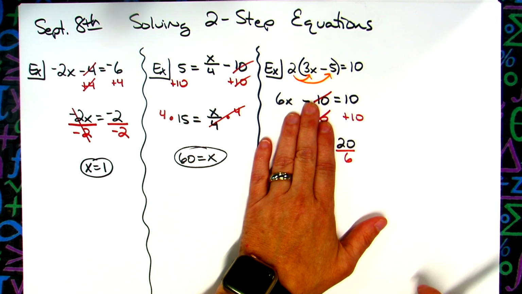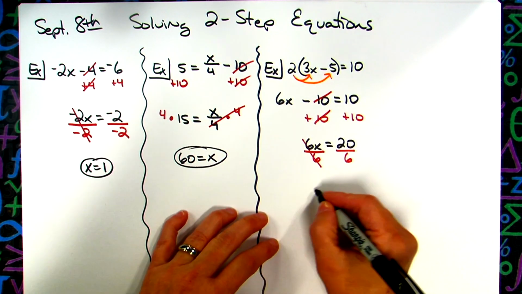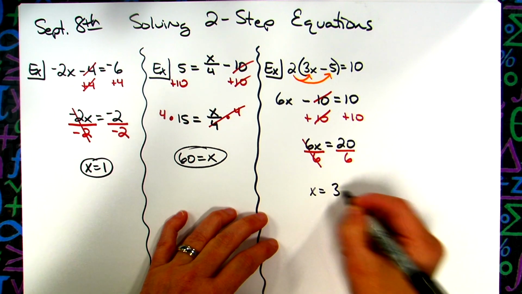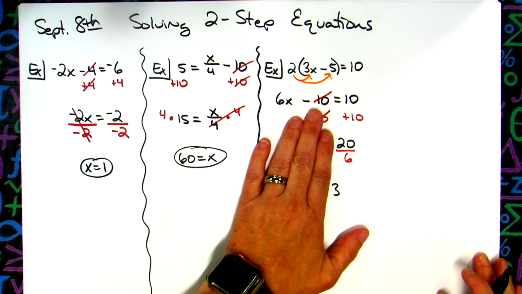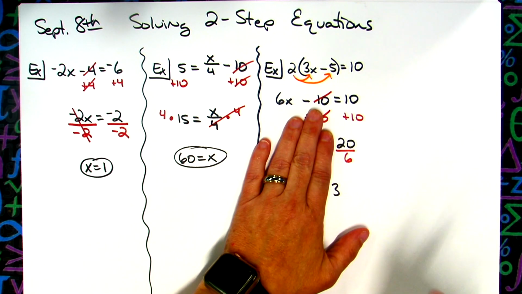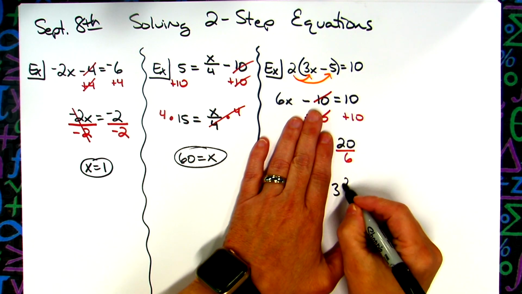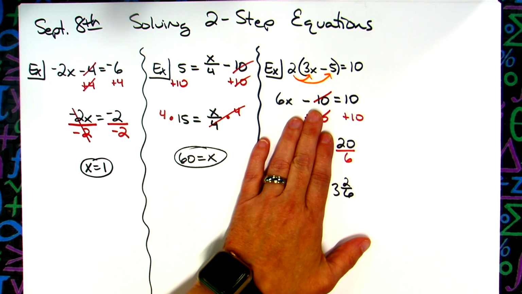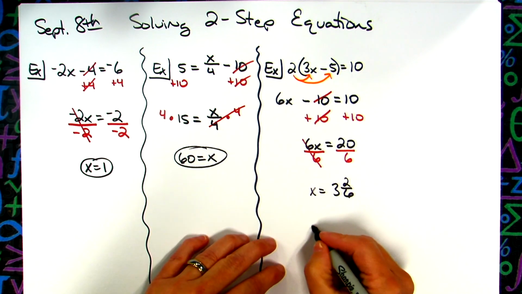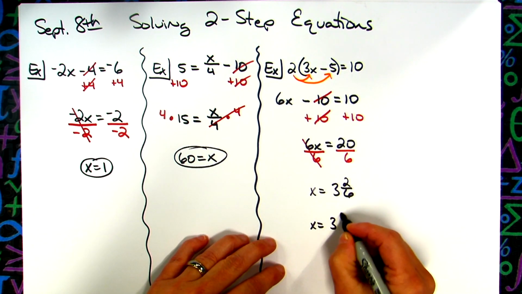6 goes into 20 how many times? 3 times, because 3 times 6 is 18. And then that would leave us with how many? 6 times 3 is 18. Leaves us with 2. So that'd be a 2 over 6. But can't we reduce 2 over 6 to 1/3? Reduce fractions to lowest terms. So x equals 3 and 1/3.